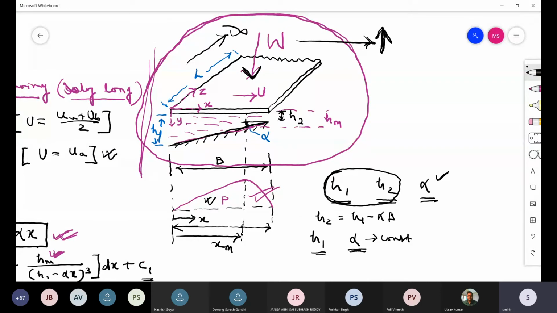This gap will further decrease to carry more load. When the film becomes thin, it carries more and more load. So H1 will go on decreasing, right? But that's a simple phenomenon: when W increases, H1 decreases. So in an inverse solution, you assume a particular value of H1 and find out W. Then have a plot of W versus this H1, which will look like this.